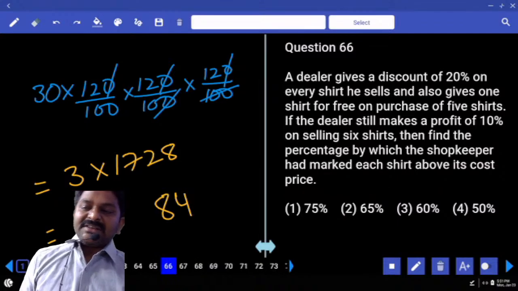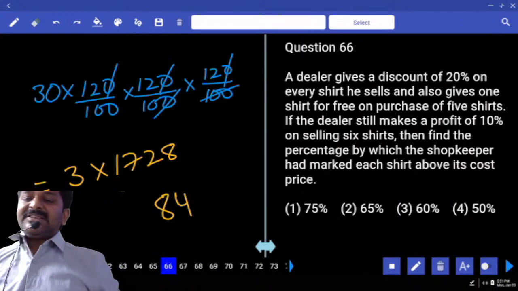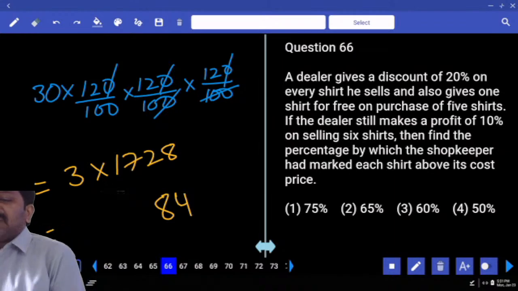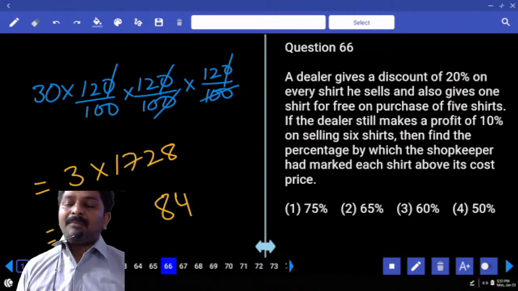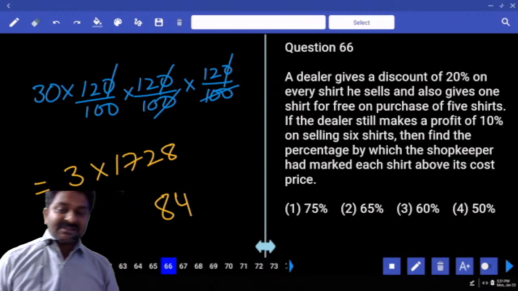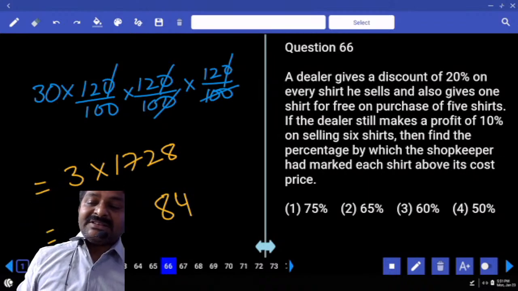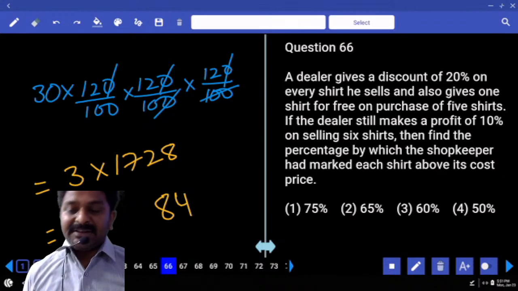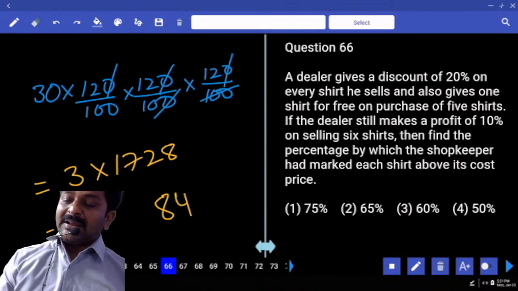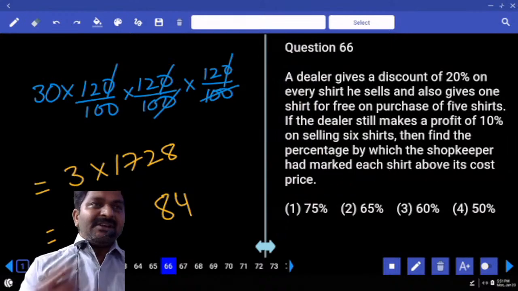A dealer gives a discount of 20% on every shirt he sells and also gives one shirt for free on purchase of 5 shirts. If the dealer still makes a profit of 10% on selling 6 shirts, then find the percentage by which the shopkeeper had marked each shirt above the cost price.